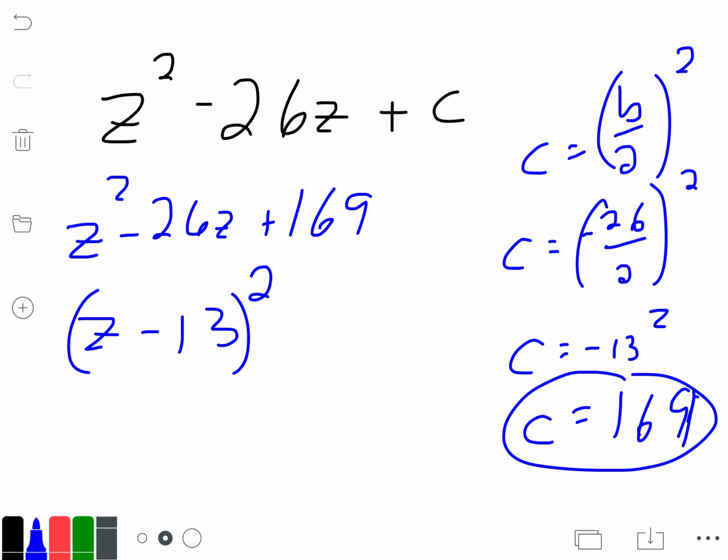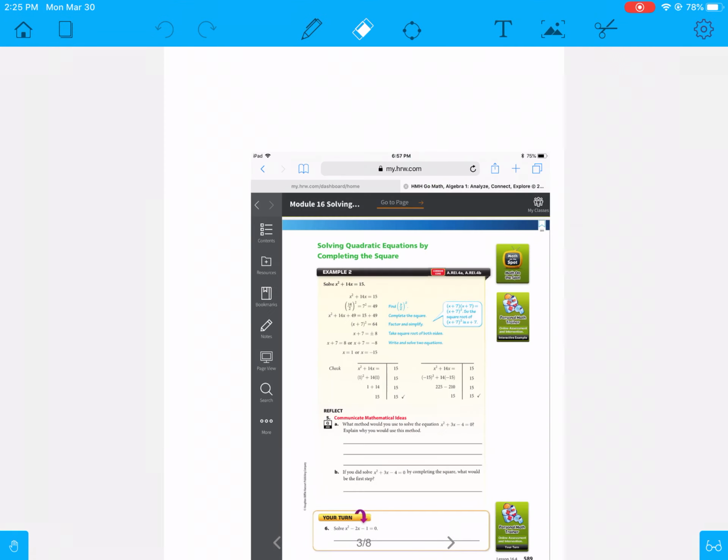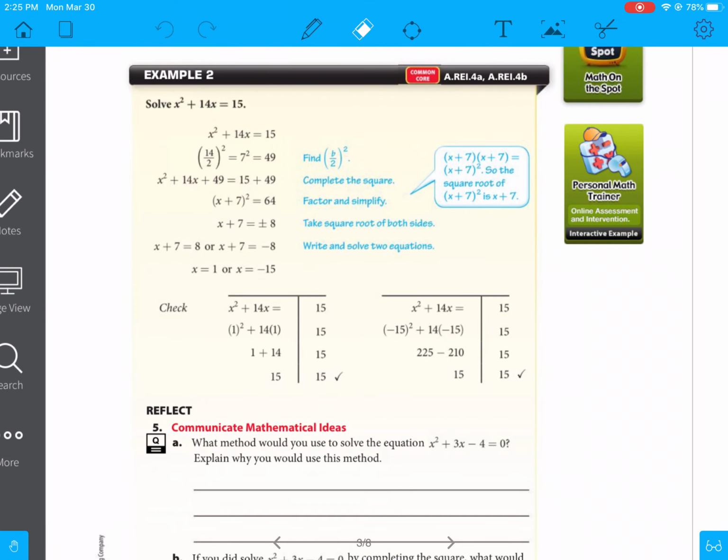Now what we're going to do is solve equations by completing the square. If we go back here, go to our next page, we're going to solve x squared plus 14x equals 15. The first thing you have to notice is that there's not a c, so we're actually going to create a c.